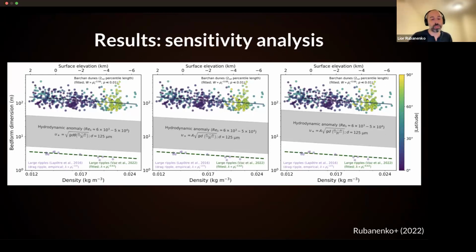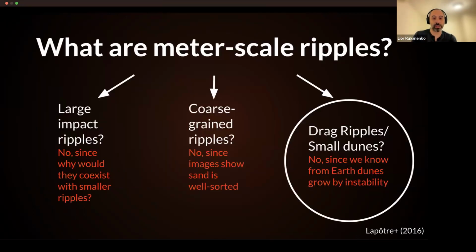So we tried different properties, and we always ended up with the same result, that the gap is in between those populations of dunes and ripples. It looks like it's very tightly and very well separates those two populations, as the theory predicts.